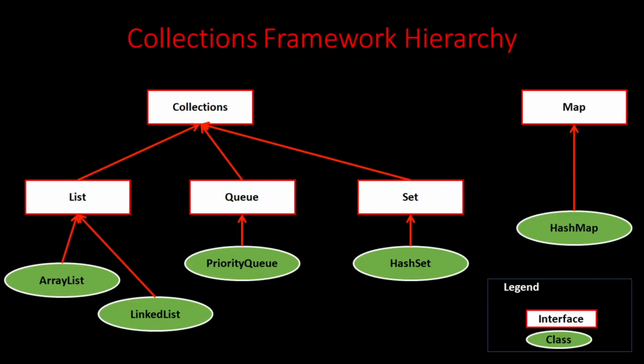find there. If you look at the legend, each interface is displayed in a white box with a red outline. A class is displayed in a green oval with a white outline. Based on the graphic, you can see that some interfaces extend other interfaces. This means that the interface inherits the methods of the parent interface.